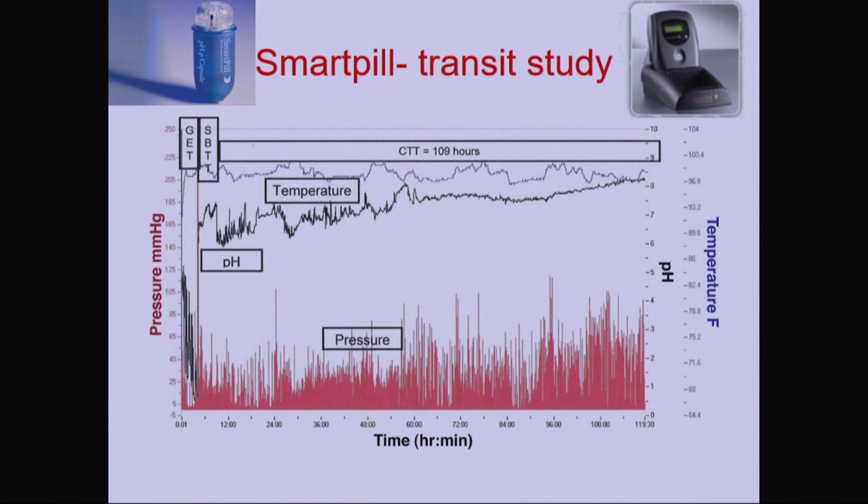You just swallow this capsule. Of course the child should be able to swallow the capsule, and it measures temperature, pH and pressures right from the stomach to the end of the colon. So it's a single test. It's very expensive, but you can measure gastric emptying time, small bowel emptying time, and colonic emptying time.